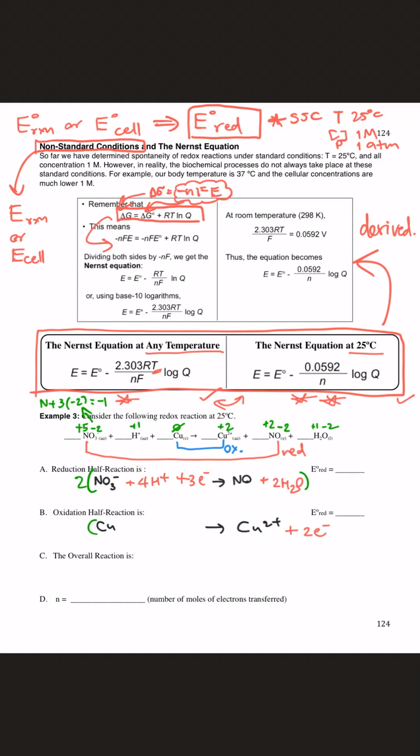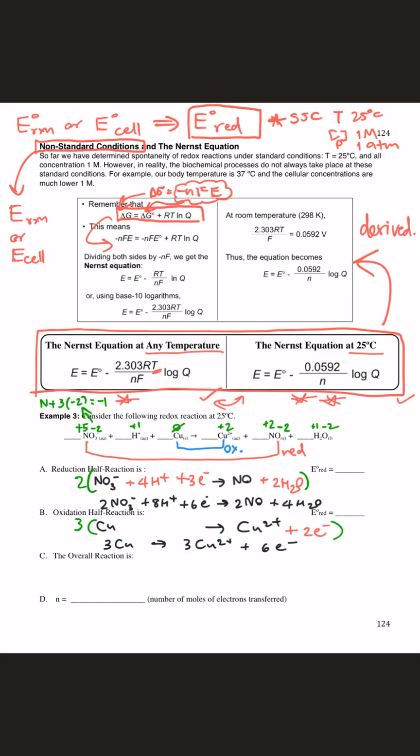And multiply the oxidation half reaction by 3. If you do that, you're going to end up having 2 nitrate plus 8 protons plus 6 electrons become 2 nitrogen monoxide plus 4 water. Do the same thing for the oxidation half reaction. So you're going to get 3 copper become 3 copper 2 plus plus 6 electrons.